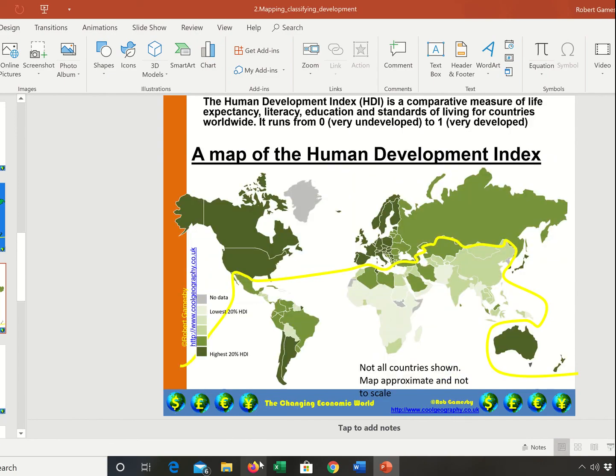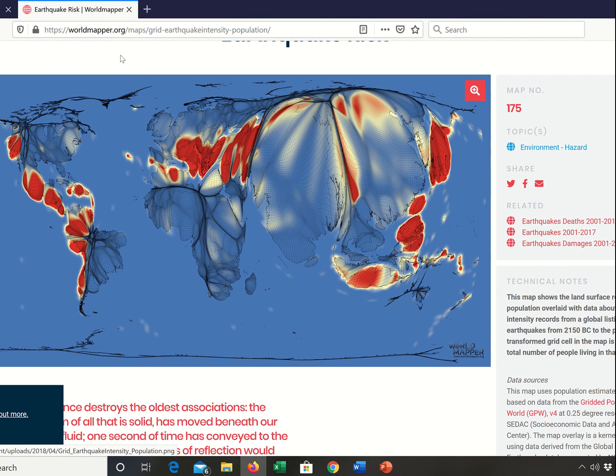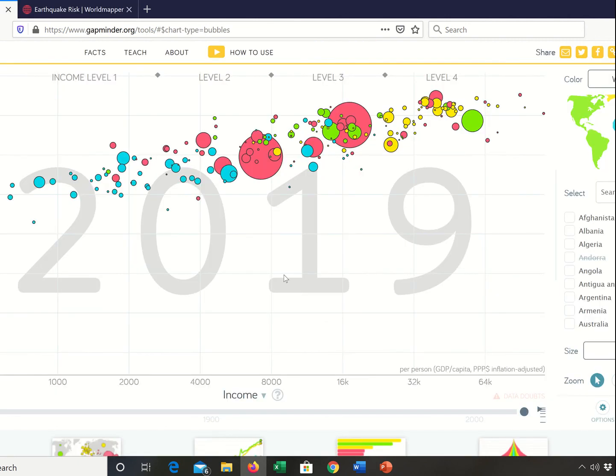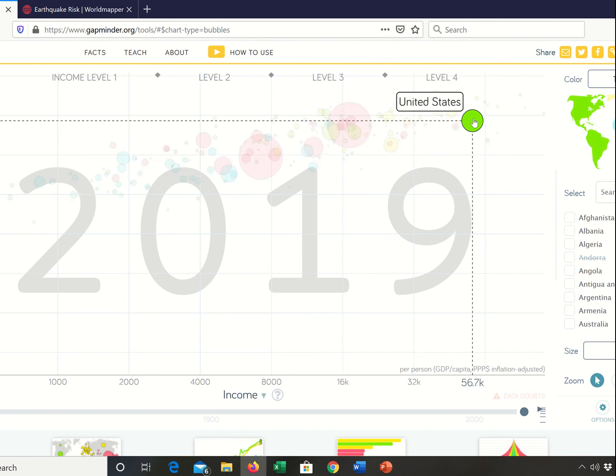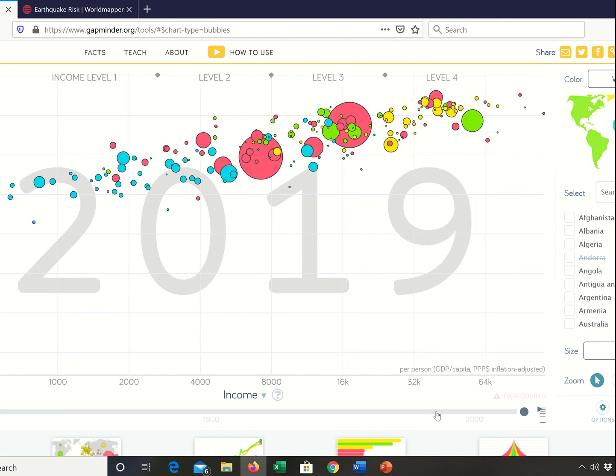So that's mapping development. Two websites you might want to check out: worldmapper.org distorts countries according to their key features. So that's earthquakes, the likelihood of earthquakes, so you can see that on there. The other one might be Gapminder. This is a brilliant website. This graphs various bits of data showing income, and then over on this side you can't see it, sorry, I forgot that. It's life expectancy.